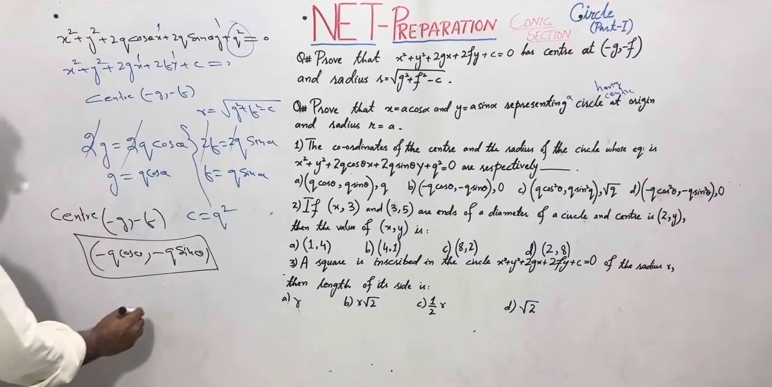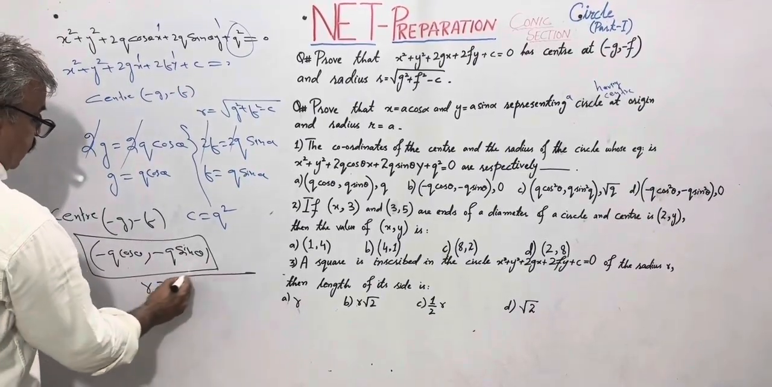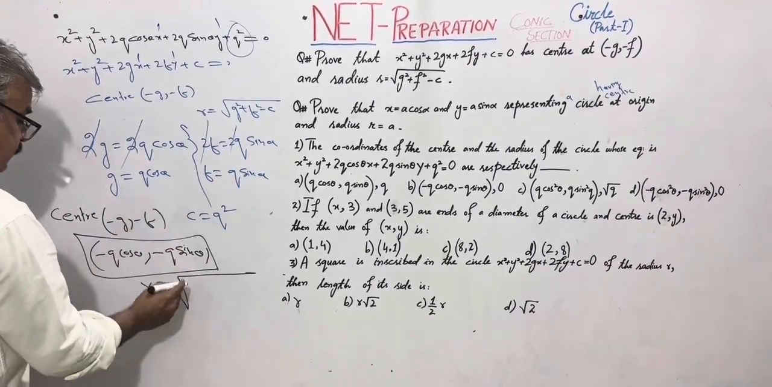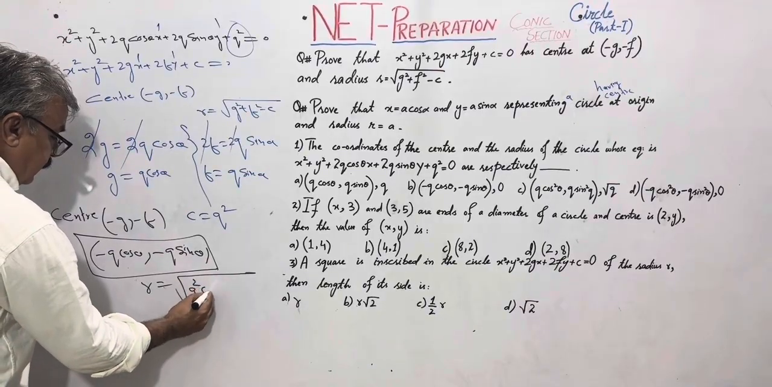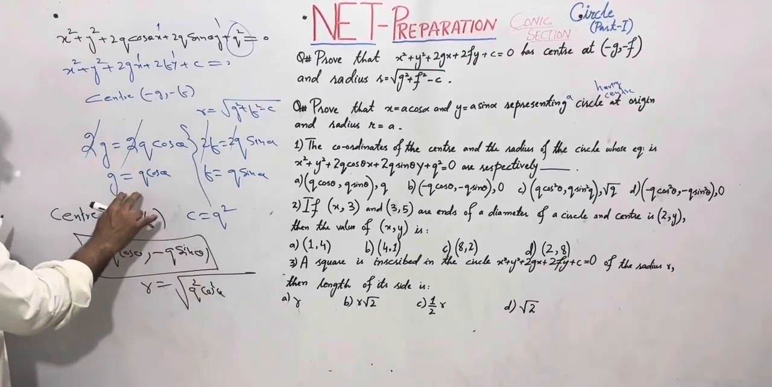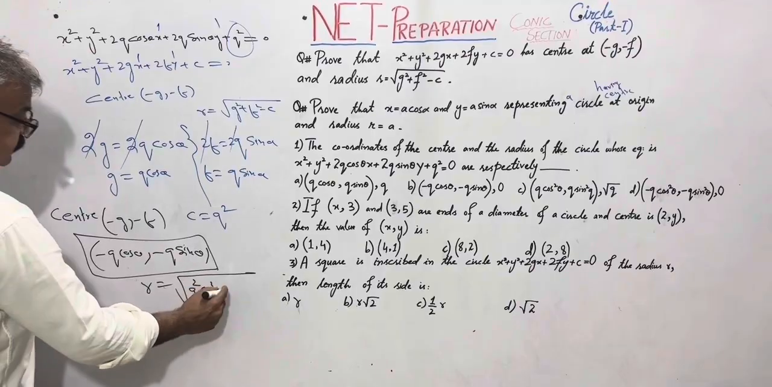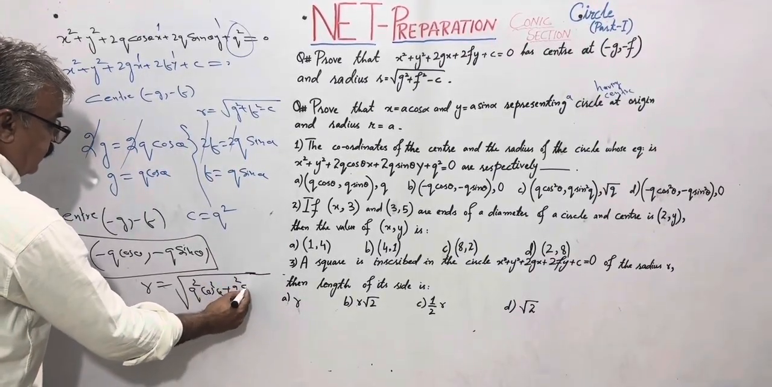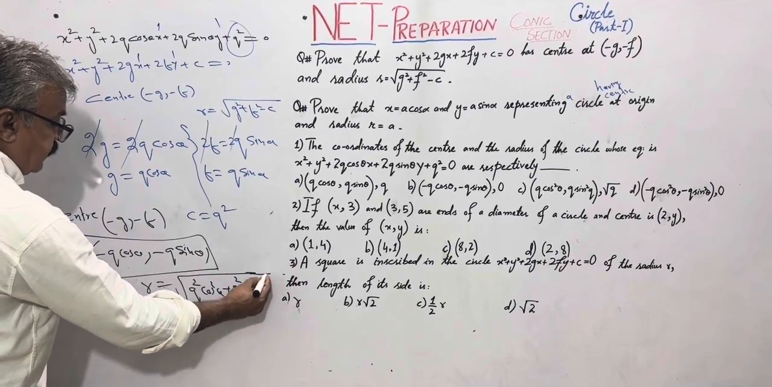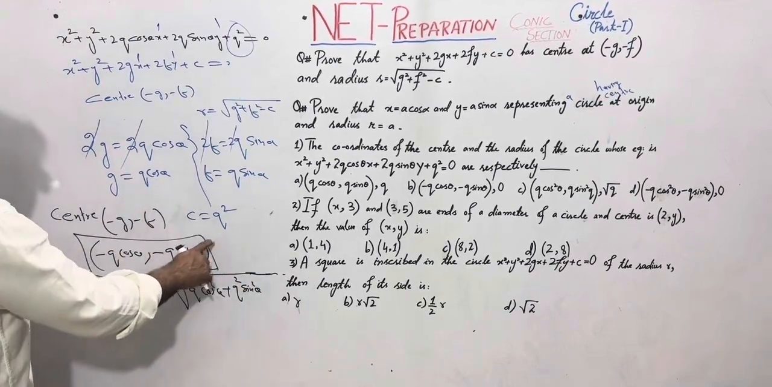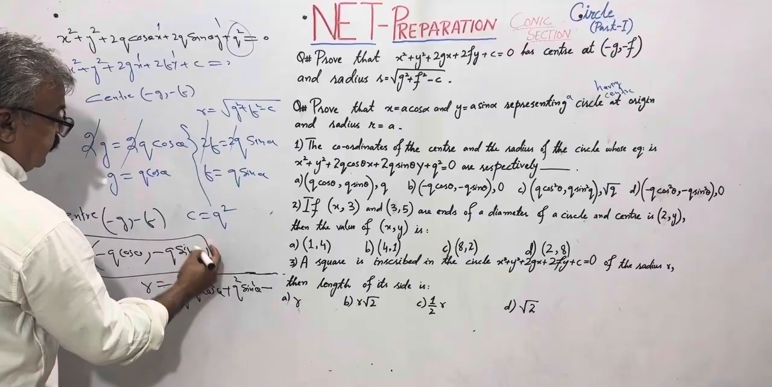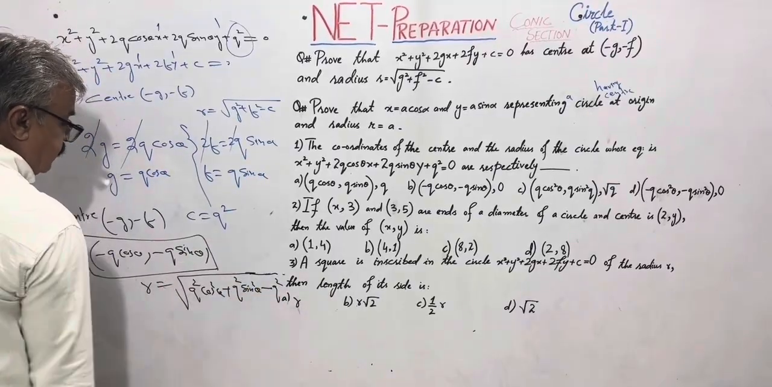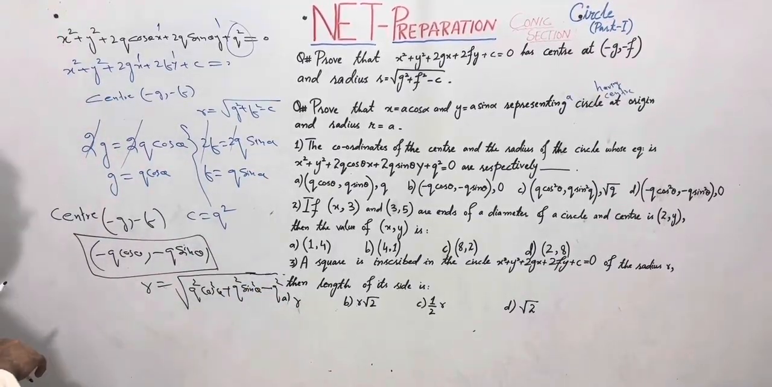What about the radius? Radius is given by root of g square plus f square minus c. G square means q square cos square theta, plus f square, which means q square sin square theta. Negative value of c is q square. Value of c is q square.